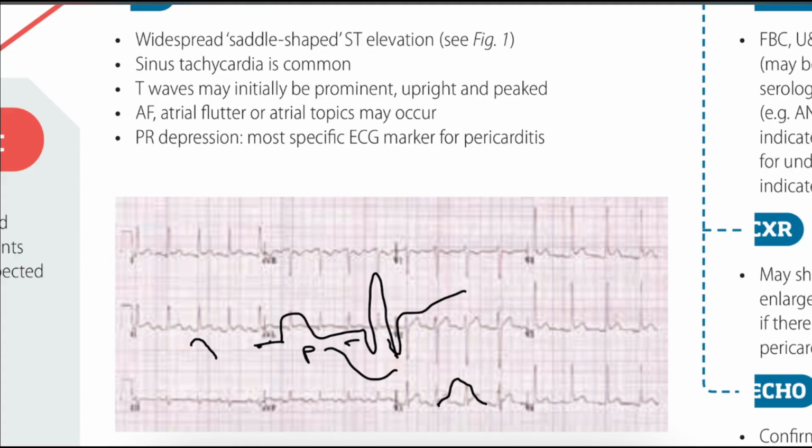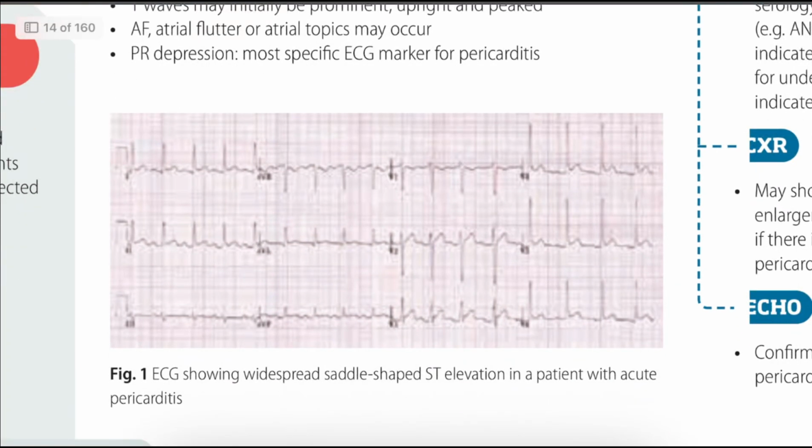So if you don't know about the diffuse ST elevation, just focus on the PR depression. This is the main hallmark. Okay. Diffuse ST elevation, unlike myocardial infarction, is widespread with no reciprocal changes, and PR depression is present in the ECG of pericarditis. So it's widespread saddle-shaped ST elevation in a patient with acute pericarditis.